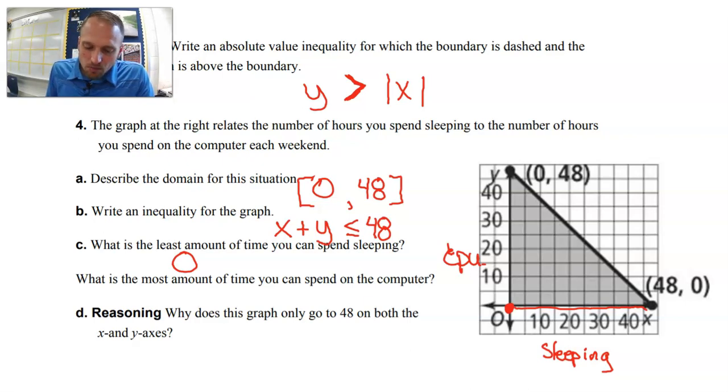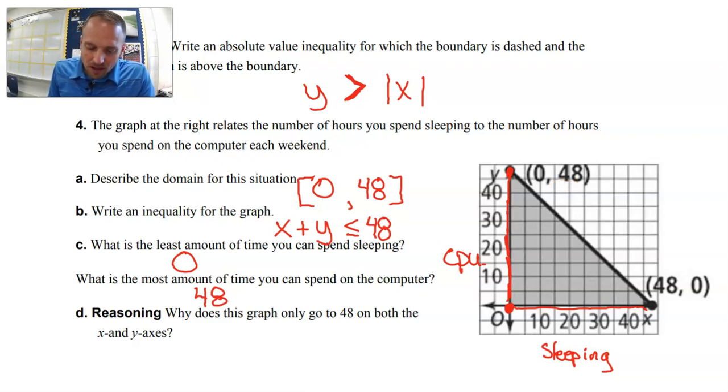The next one, what's the most amount of time you can spend on the computer? So the computer is the y-axis right here, and it looks like it goes up to 48. So the most you can spend is 48. So the most time you can spend on a computer in a weekend is 48 hours. Again, not a good idea, but you can do it.